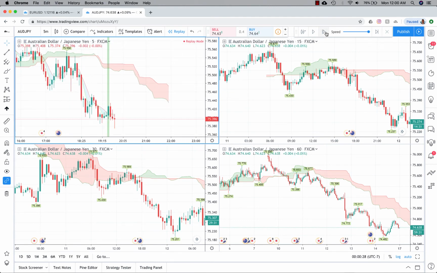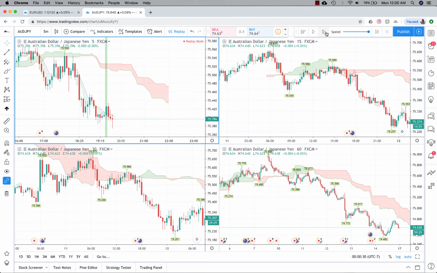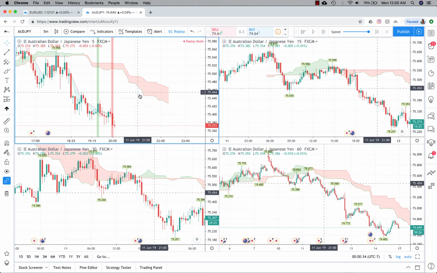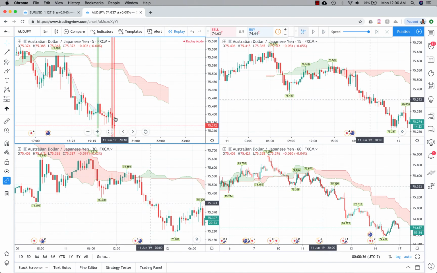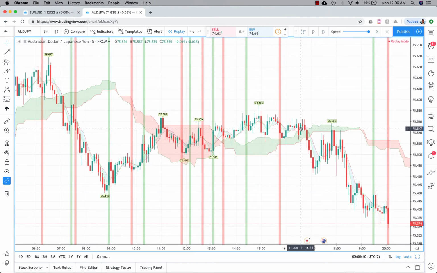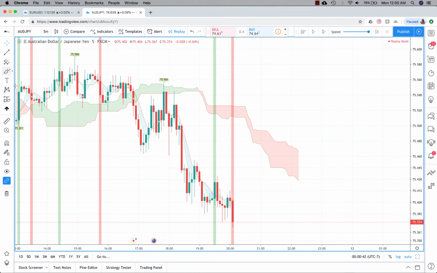Alright, so we got a buy signal there. Now we're going to be waiting for a sell signal that should be coming up next. Alright, sell signal right there. So I'm going to maximize this so you guys can see better. So all the requirements are met, so we'd be taking a sell position here.